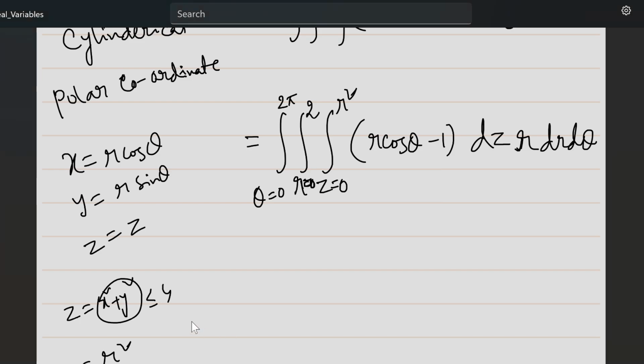Okay. So z is x square plus y square, so z is r square. Z varies from 0 to r square, r varies from 0 to 2, and theta varies from 0 to 2 pi. Why does r vary from 0 to 2? Because x square plus y square is less than or equal to 4, so r square is less than or equal to 4, so r is less than or equal to 2.